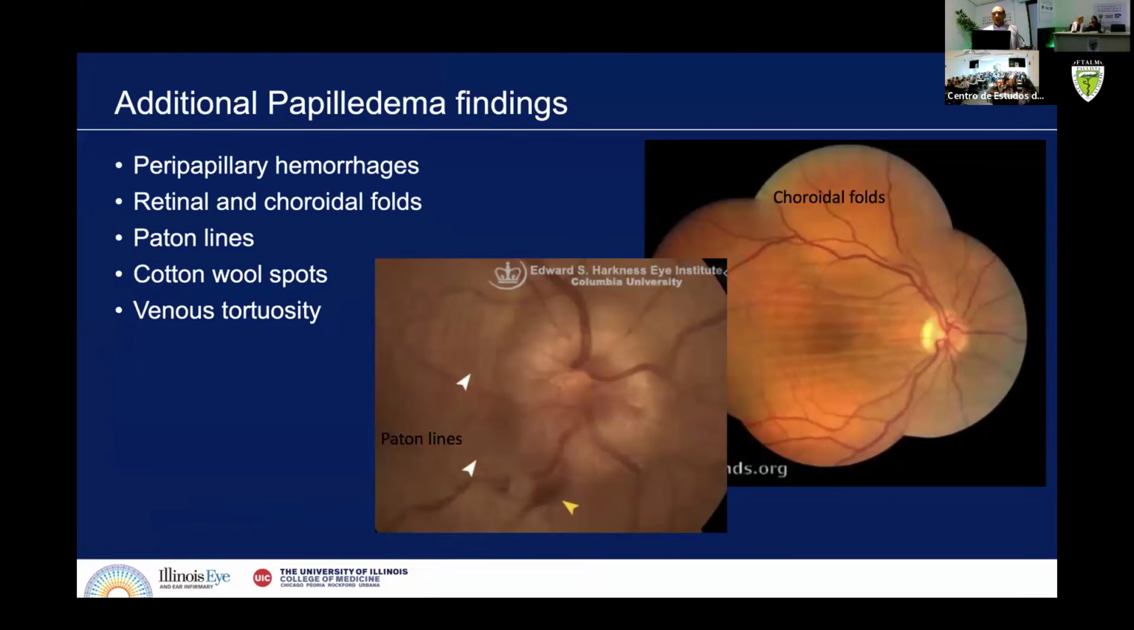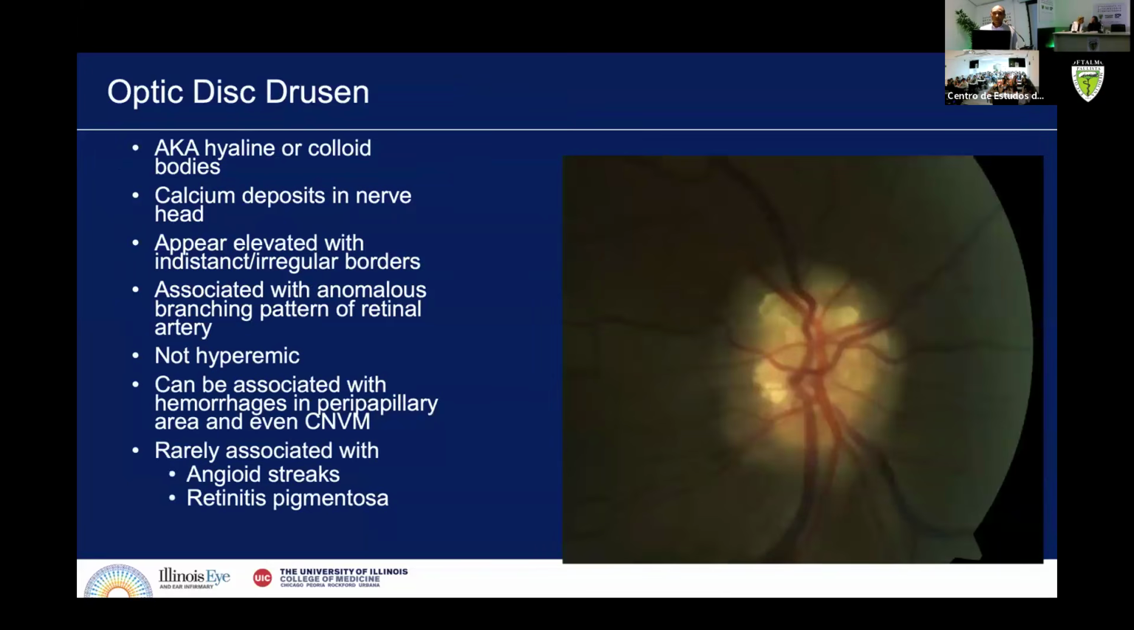And another presentation are these Paton lines, which are circumferential fluid under the retina, circumferential to the optic nerve.